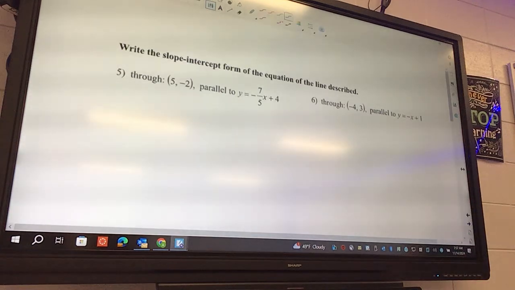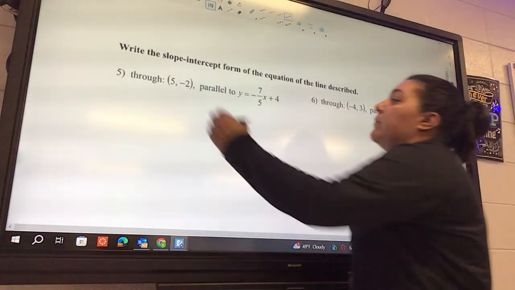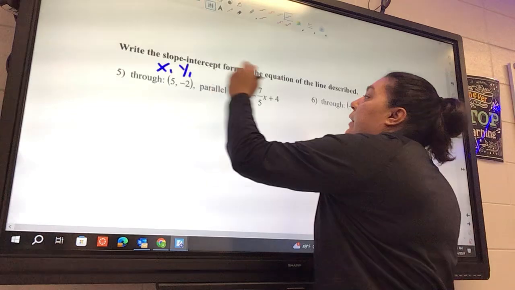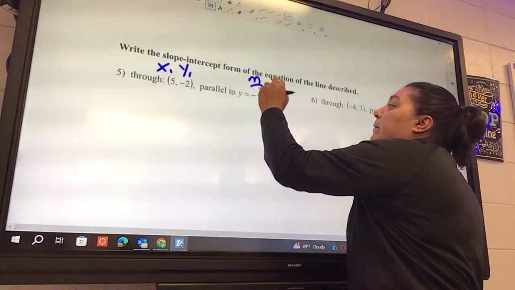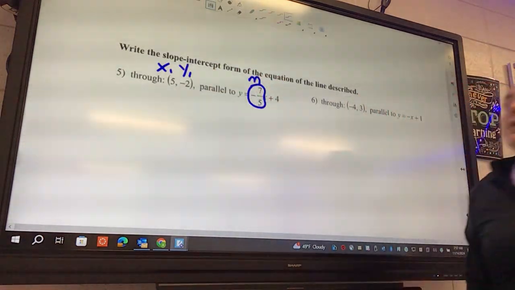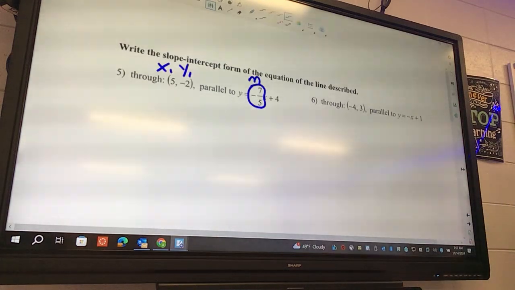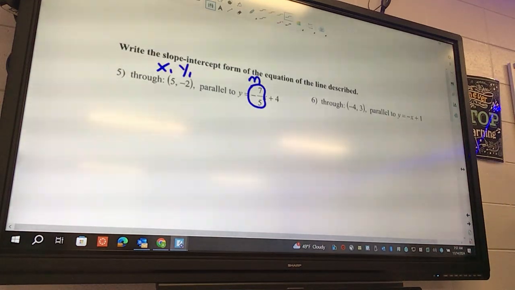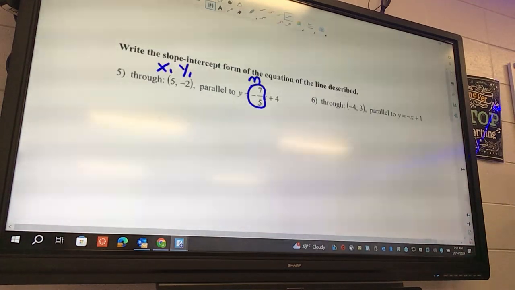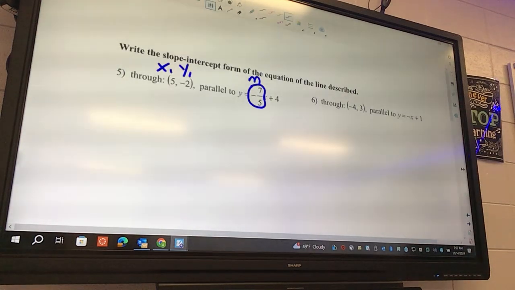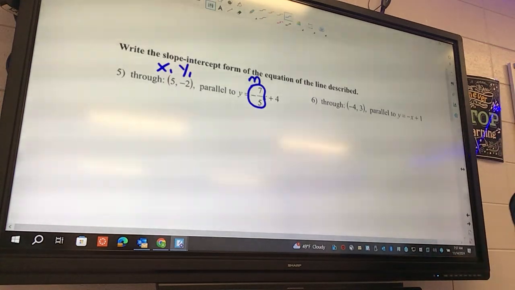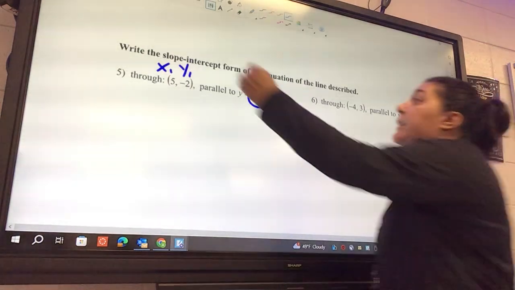Okay, number 5, I got x1, y1, and this is my m. Okay, first of all, does number 5 say parallel or perpendicular? Parallel, so we're going to keep the slope the same. Okay, and then it says write the slope-intercept form. What form is that? 1, 2, or 3? Slope-intercept form is 3.